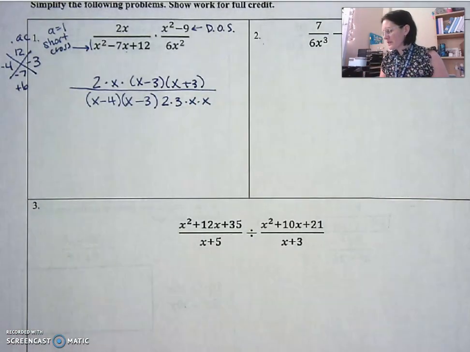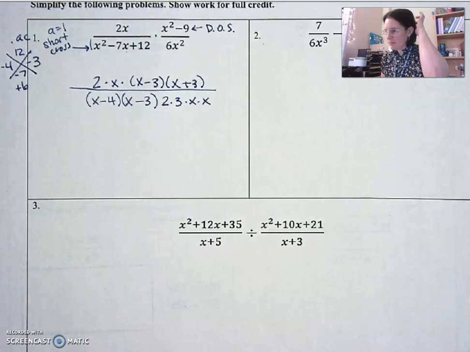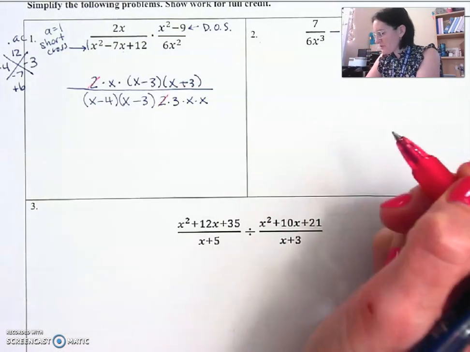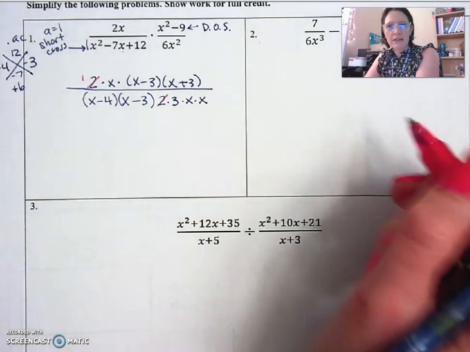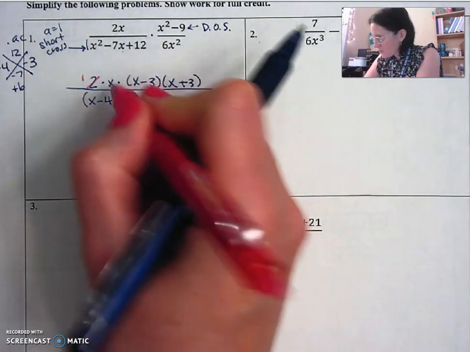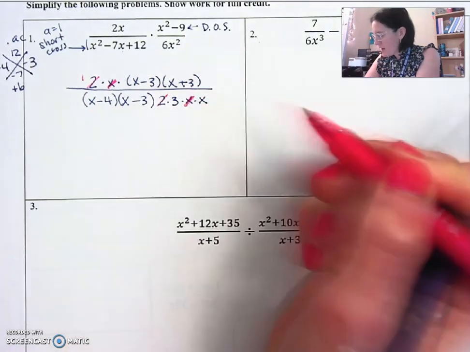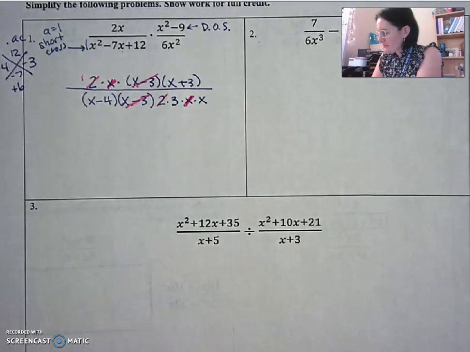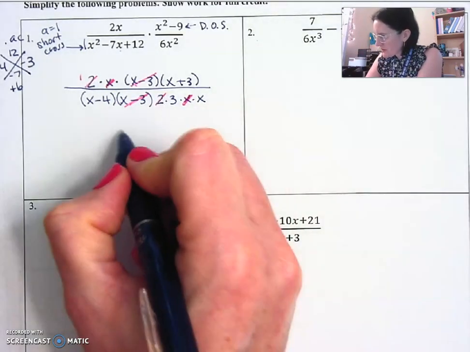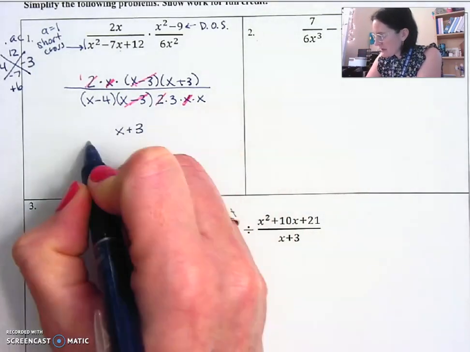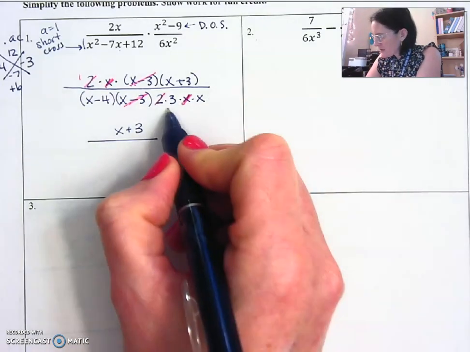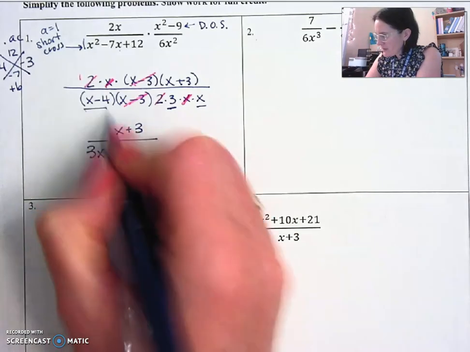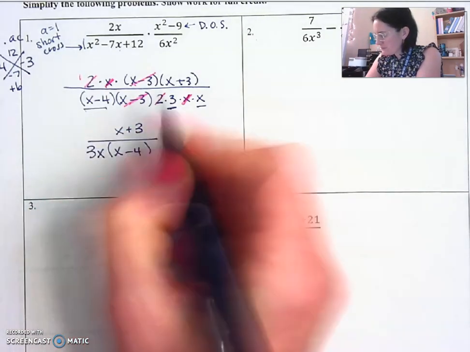So we cancel things that are the same on top and bottom in pairs. So I can cancel the 2's. Remember, every time you cancel something, it leaves behind a 1. 1x and x minus 3. And that's it. So what I'm left over with in the numerator is x plus 3. And on the bottom, I'm left with 3x times x minus 4.